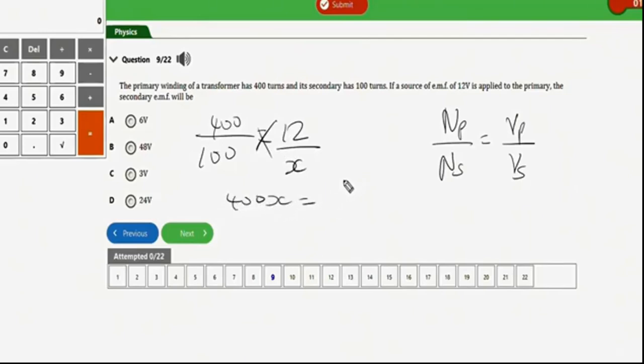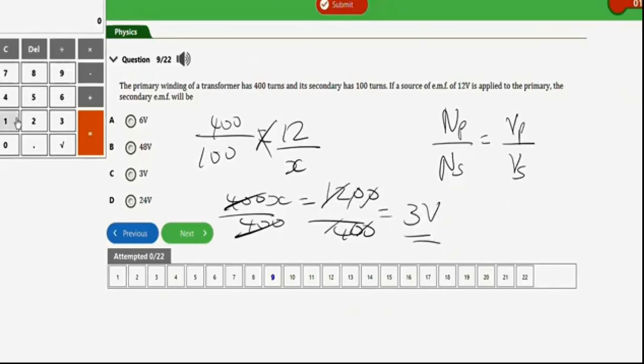now 100 times 12 will give you 1200, divide both sides by 400. So we'll be left with 3 volts. So that will be the answer to this question, option C. Let's verify this. 1200 divided by 400. That should give you 3. Yeah, correct. So the right option is option C. It's as simple as this.